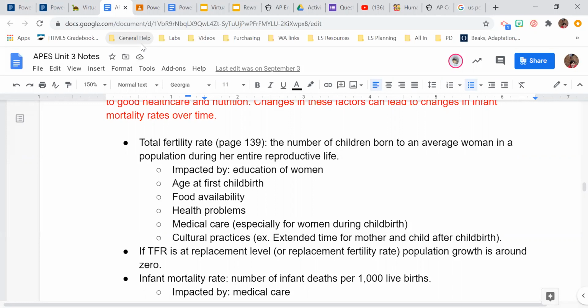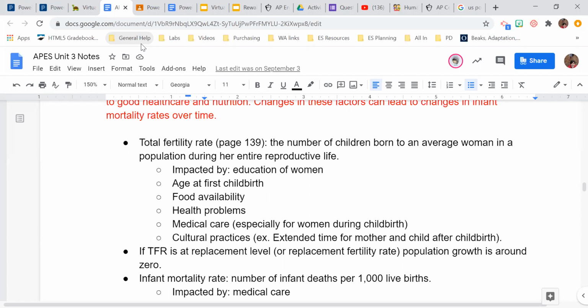Yeah. Okay. All right, so now we're going to talk about total fertility rate. This is the number of children born to an average woman in a population during her entire reproductive life. So we are talking about people with uteruses, how many babies they're going to have during their entire reproductively able life. There's a couple things that can impact this.